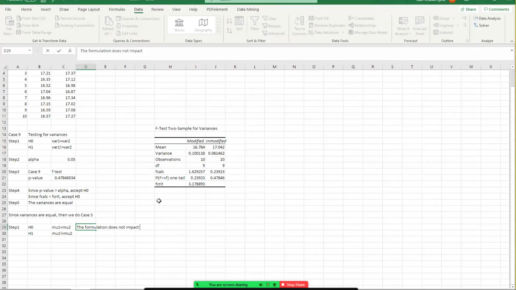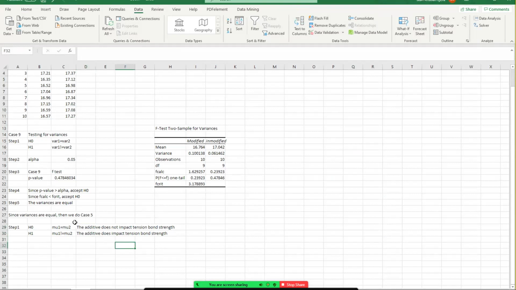Tension bond strength. Or for the additive, I can just say, additive does not impact tension bond strength. This is how you can state it. Then another option is, the additive does impact tension bond strength. So you can state the claim this way, instead of using mu1 and mu2.